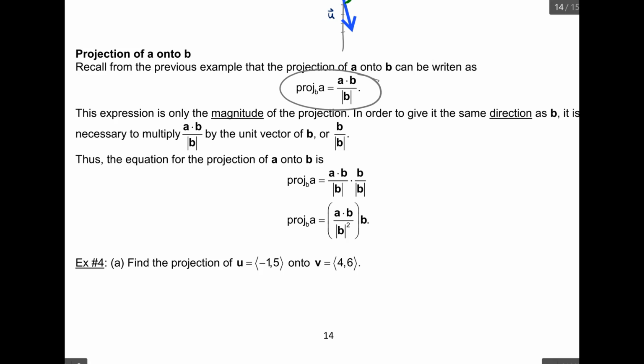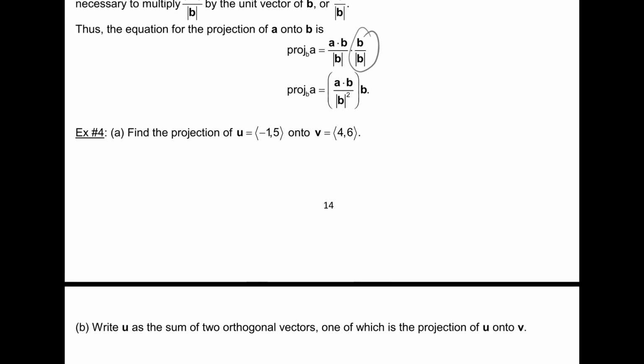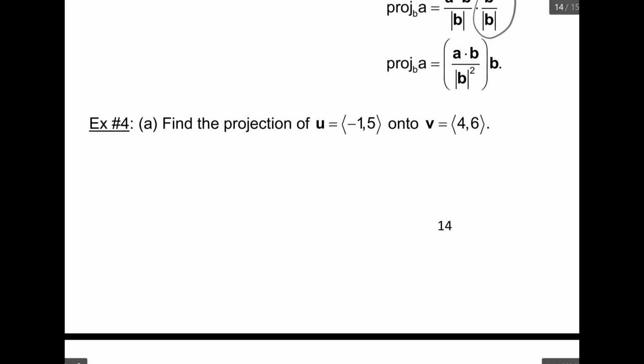So we learned how to do a unit vector. When I multiply by the unit vector, it just turns into the dot product of a and b, all over the magnitude of b squared, times the vector b. Was that the bottom formula, the finished formula? Yeah.